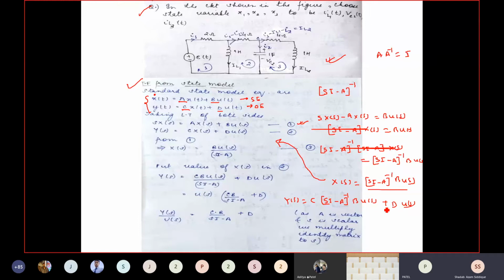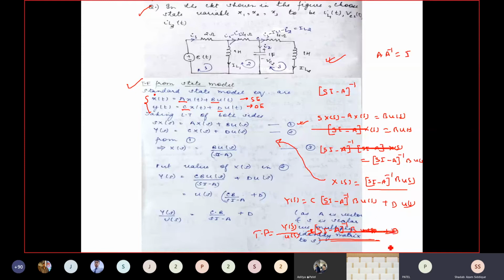So you can take U(s) as common and divide here by U(s). So you'll get Y(s) by U(s), which is equal to (sI minus A) inverse B, plus D. Sorry, U(s) will not be there. So plus D. This is basically the transfer function. So you'll get the transfer function C (sI minus A) inverse into B plus D.